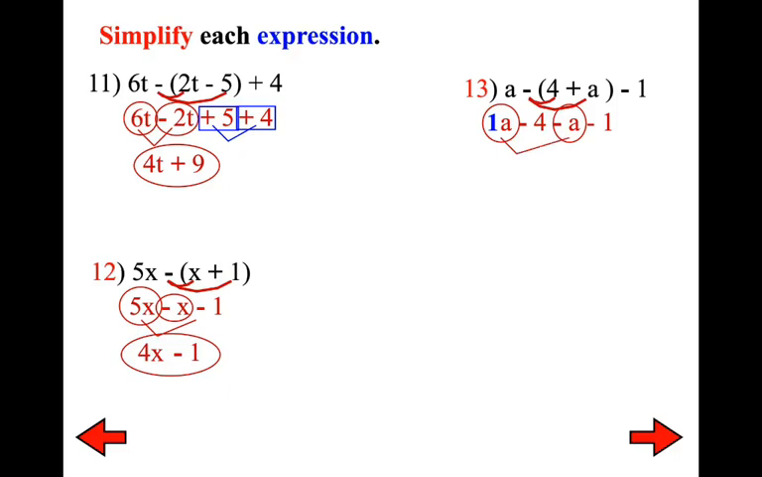So we don't write 0a, we just don't even write it at all. So all we have really are the two constants to combine together. So in simplest form, this expression simplifies to negative 5. Remember, not 0a minus 5, because if you're saying you have 0 a's, that means you don't have any a's. So we don't even write that part down.